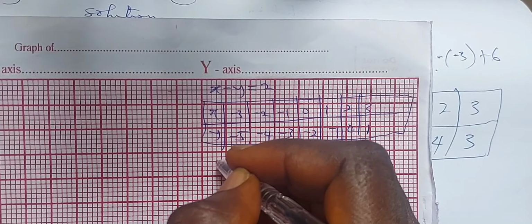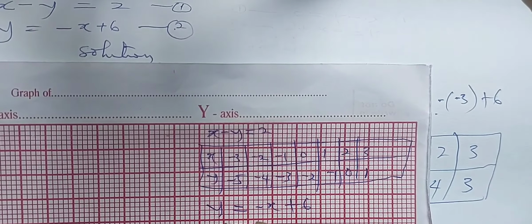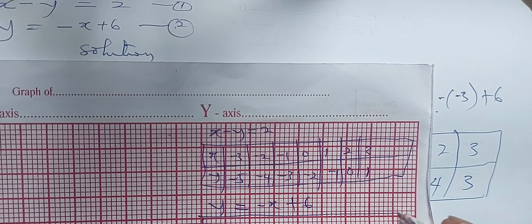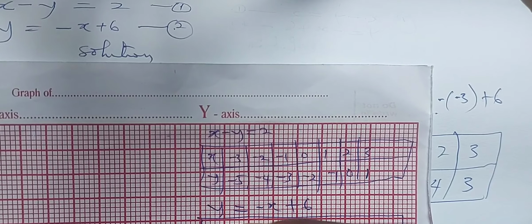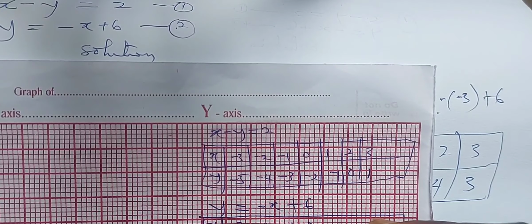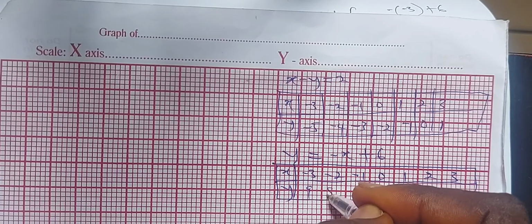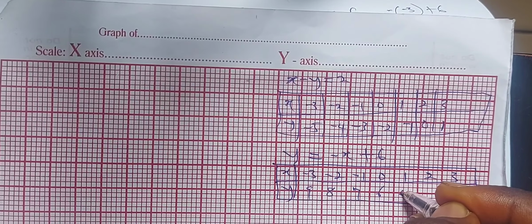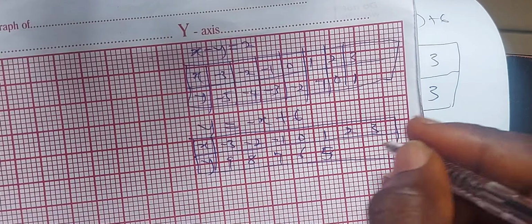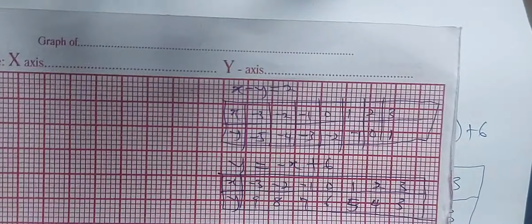Then for the second one, which is y equals minus x plus 6, you also draw the table. You have your x and y, minus 3, minus 2, minus 1, 0, 1, 2, and 3. So the values of your y are 9, 8, 7, 6, 5, 4, and 3. Okay, so these are the tables we are going to use to plot it.